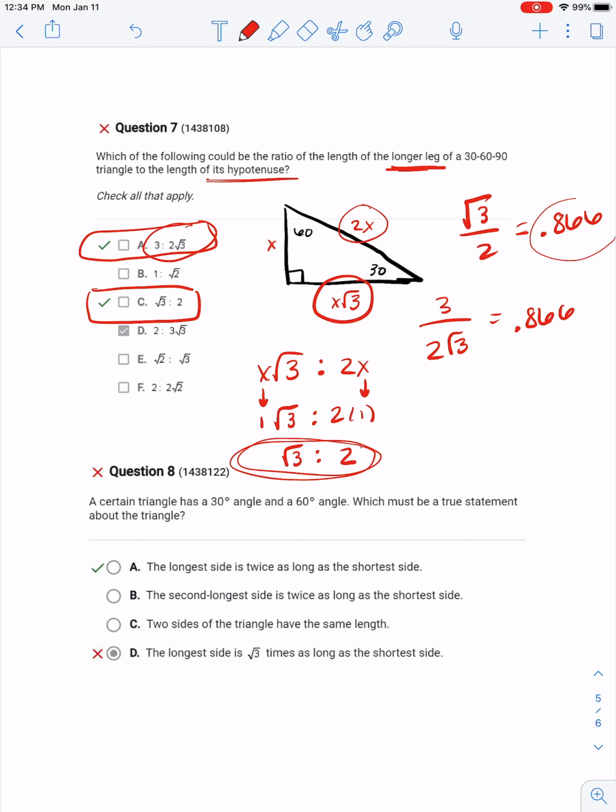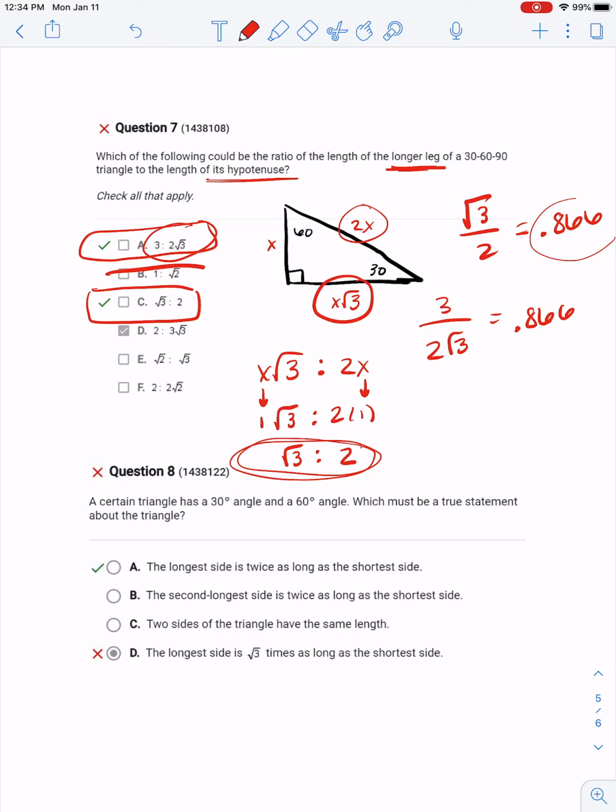1 divided by the square root of 2. I get 0.707. That does not work. Next one, 2 divided by 3 square root of 3.